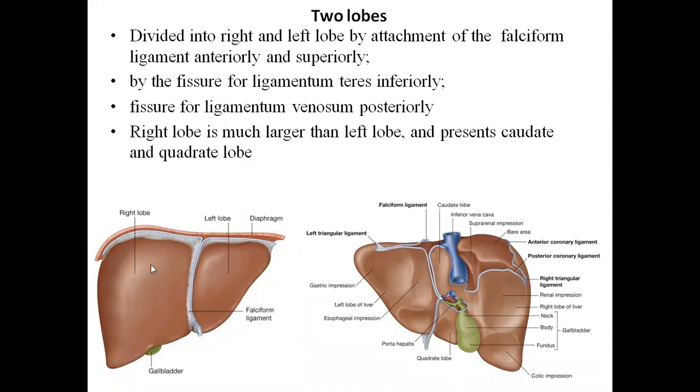and the right lobe is much larger than the left lobe. Obviously, we can see that, and presents a caudate and quadrate lobe. Right lobe, in turn, the posterior aspect of it has got a lobe that's called caudate lobe. Inferiorly, there is another lobe that is called quadrate lobe. So the liver has got right and left lobe. The right lobe itself has got two projections or two lobes within it. They are called caudate lobe and quadrate lobe.